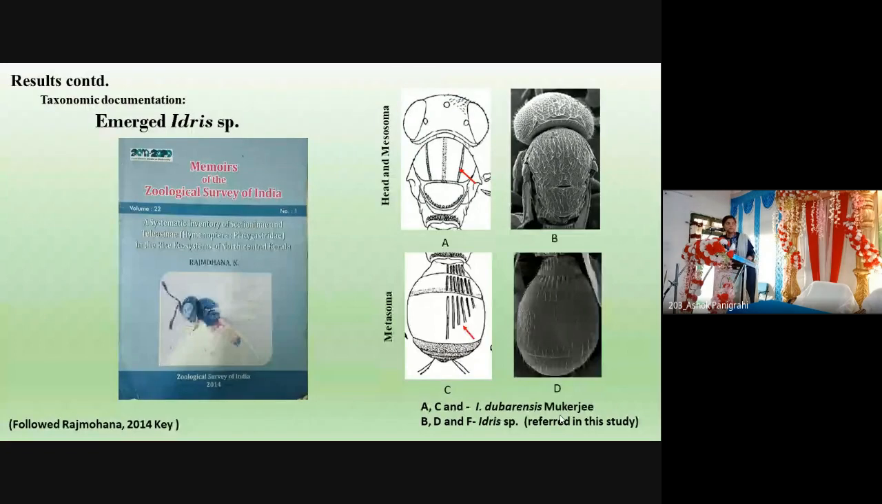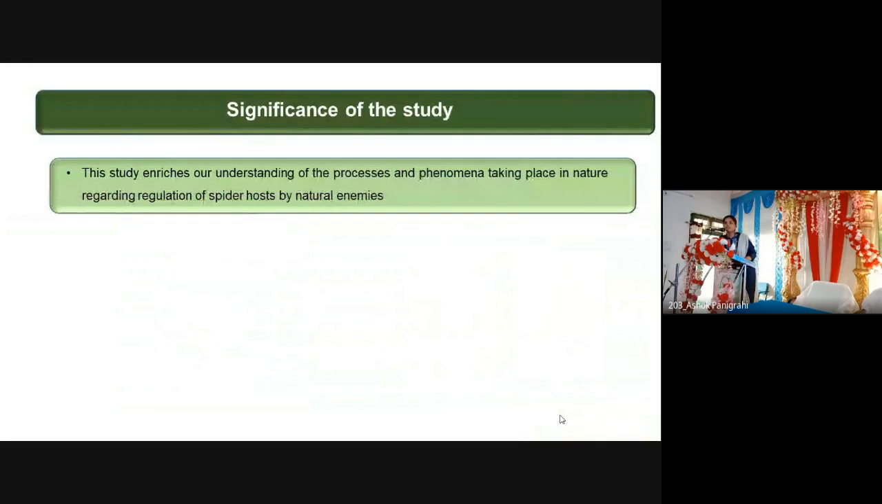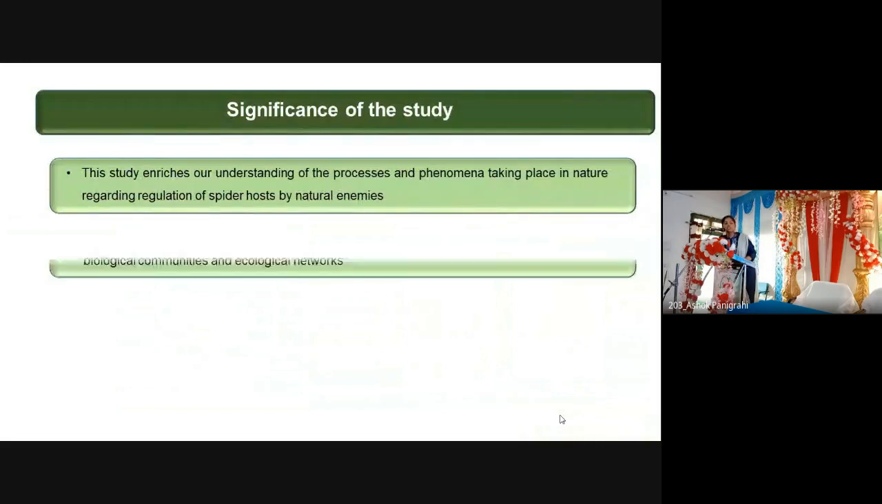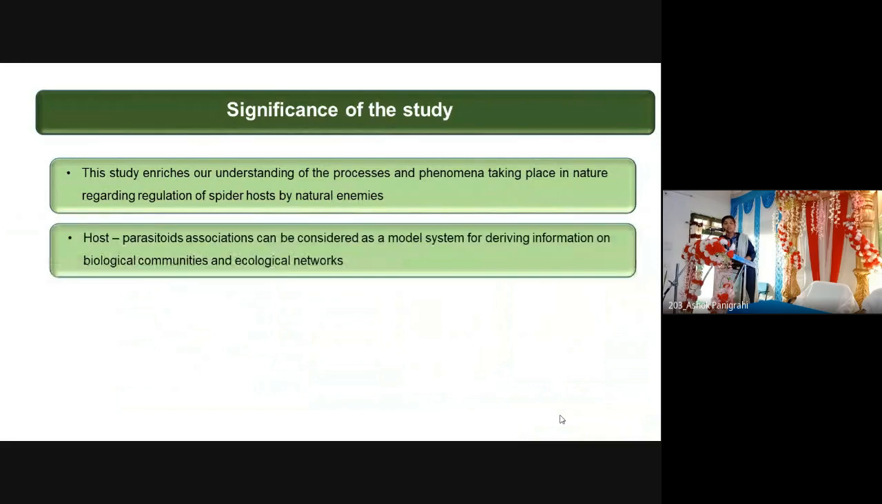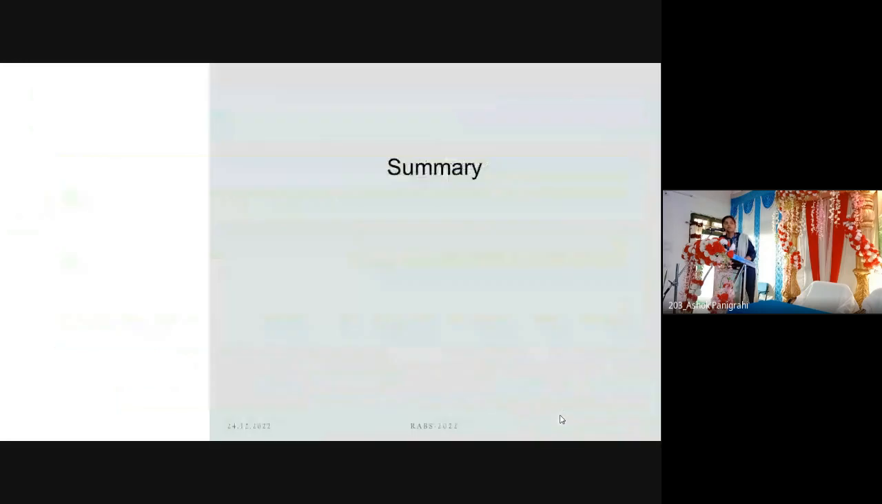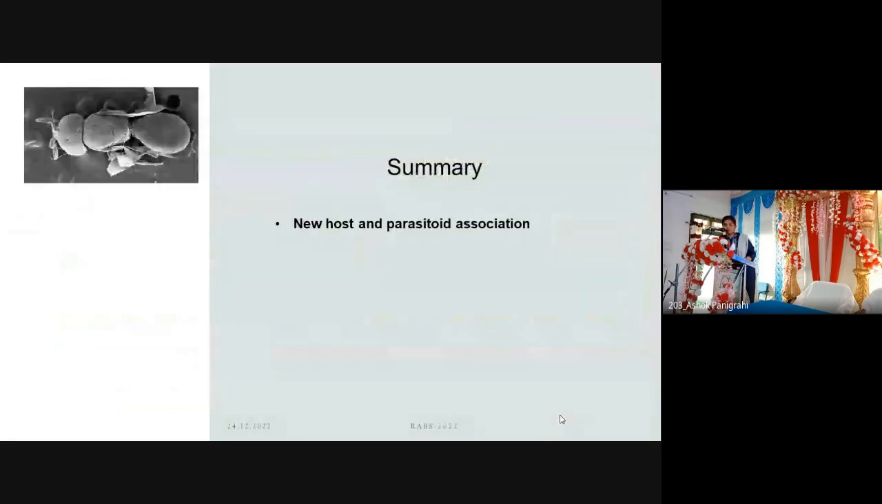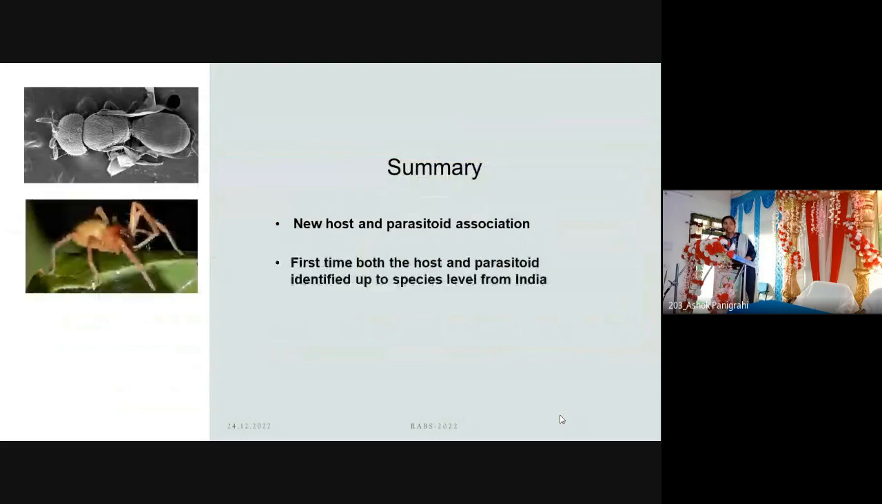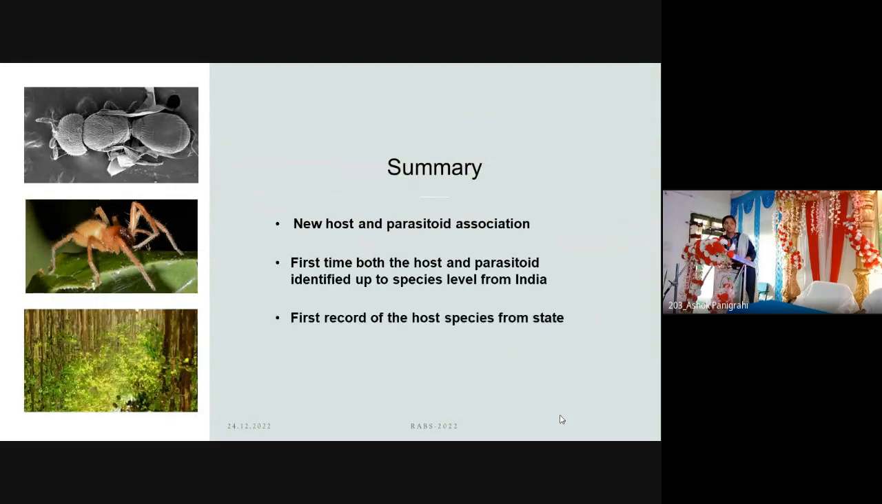Significance of the study: as we know, these are natural enemies of the spiders, controlling their populations, so they play a major role in balancing the ecosystem. Summary of my work: a new host and parasitoid association was reported for the first time. For the first time, both the host and parasitoid were identified up to species level from India. Earlier, none of the species was identified from India; only family level identification was done. It is the first record of the host species from the state, and novel sequences were generated. No sequence of this species had been generated before from India. This is the first time a sequence was generated from the genus.